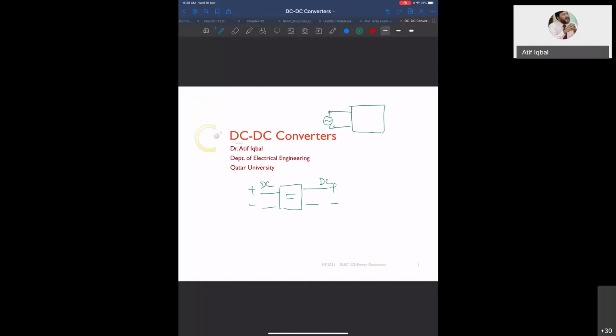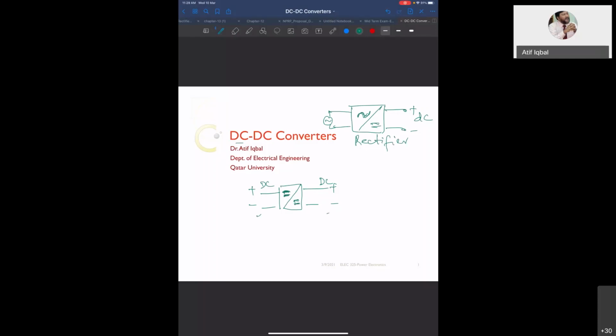Input AC, output DC. We can draw it like this also. DC, DC, both DC. So this is DC. This is the rectifier. And generally in a block diagram, they show it like this, with an equal sign. That means this is DC. Okay. So here also DC, here also DC.